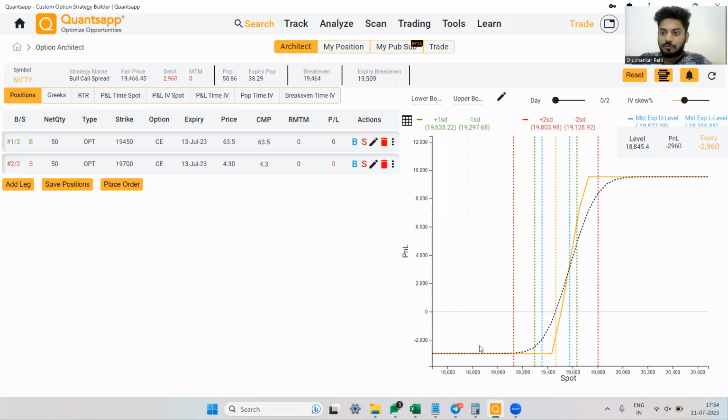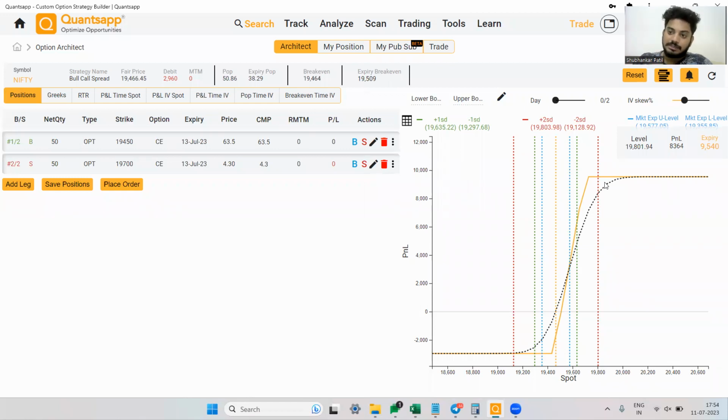But the best part is if you see this strategy, the maximum it is giving me is a loss of roughly around 3,000. But when I'm making a profit, on whatever strategy I have built, I have bought 19,450 and I have sold 19,700. Still, it is giving me a max profit of 9,500. So if the market goes to 19,700, I'm going to make a very good reward to risk. So using bull call spreads, we can go ahead and play around with our bullish views very easily.